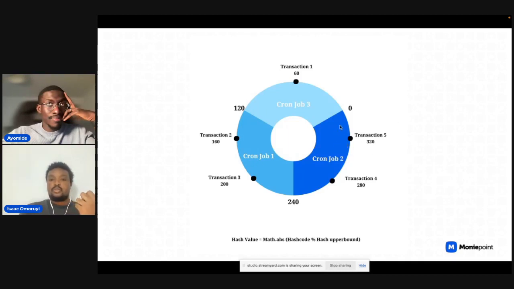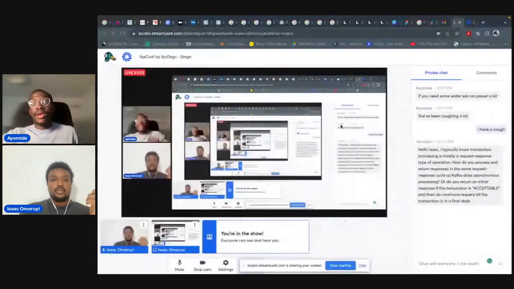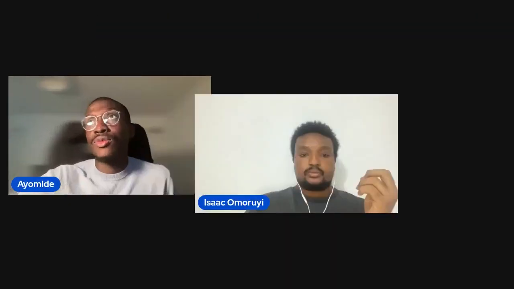And where is 358 going to be on this particular segment? It's going to be somewhere here. Because it is somewhere here, that particular transaction can get picked up by the cron job that falls within this particular segment. So that's how it works. Does that answer the question? Yes, it does. Thank you.